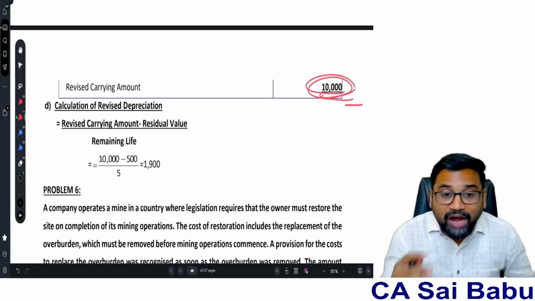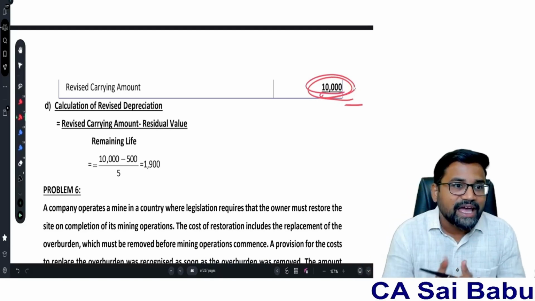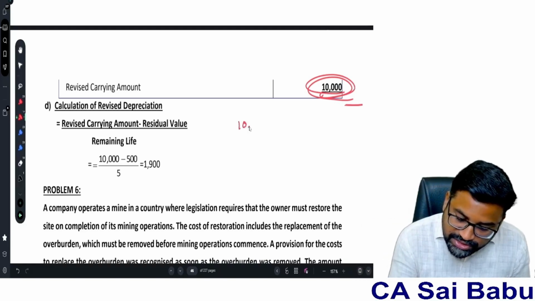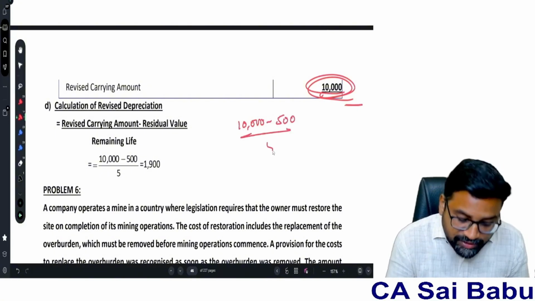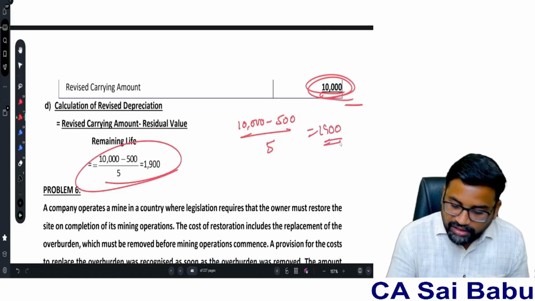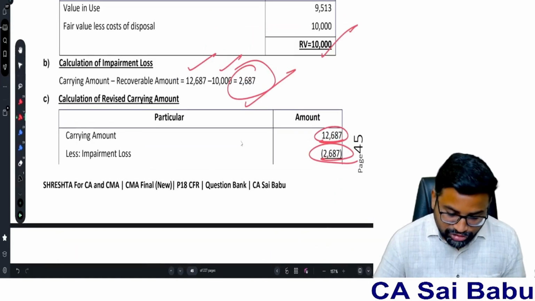So therefore, after the impairment loss, whatever the revised carrying amount of the asset is, that revised carrying amount has to be depreciated over the remaining life. So that means 10,000 minus residual value 500 divided by 5 years. See here. So 1900 will be the depreciation. So these are some basic problems relating to impairment loss.